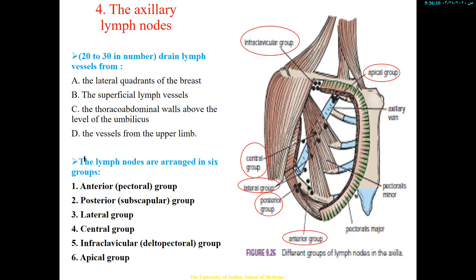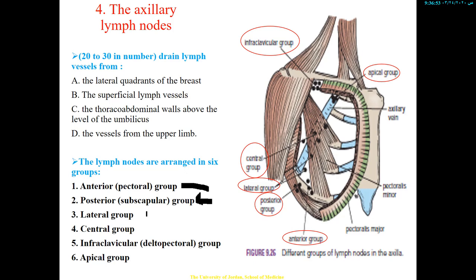What matters is to know that they are arranged in six groups: the anterior group, which we call the pectoral group, then posterior, lateral, central, infraclavicular, and apical groups. I may talk about them in detail, but I don't think we have the time here. They are very important and of great value when we talk about the breast.